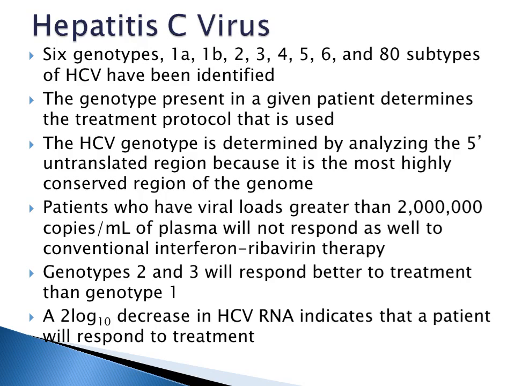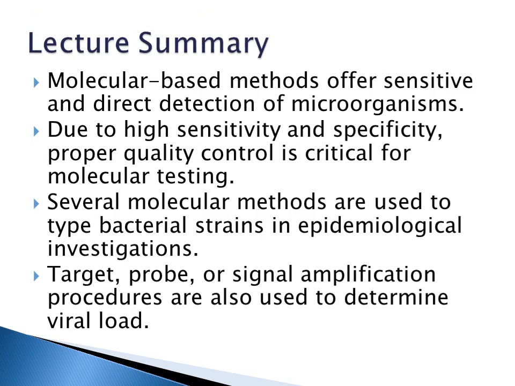Patients who have viral loads greater than 2 million copies per ml of plasma are not going to respond as well to conventional interferon ribavirin therapy. Genotypes 2 and 3 will respond better to treatment than genotype 1. And a 2 log 10 decrease in hepatitis C viral RNA indicates that a patient will respond to treatment.